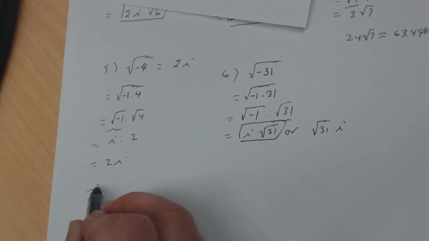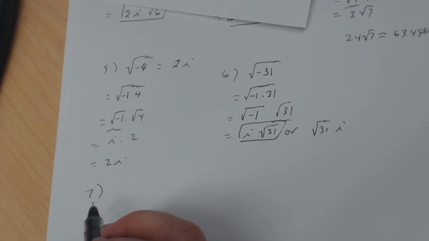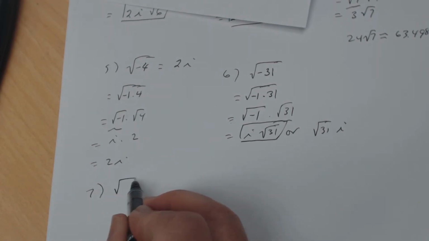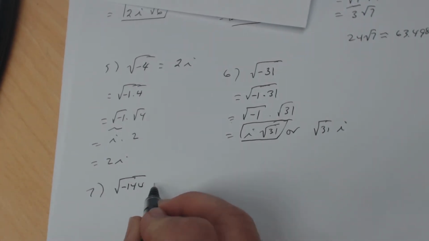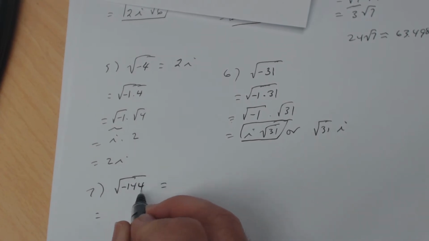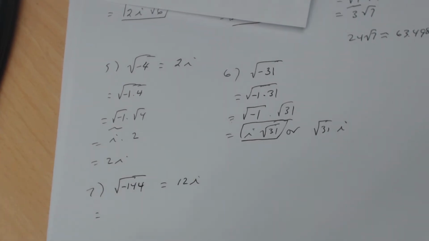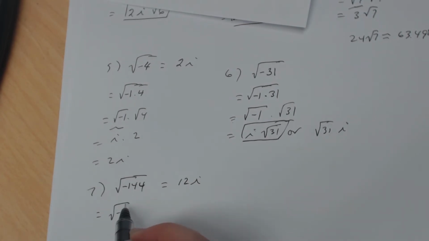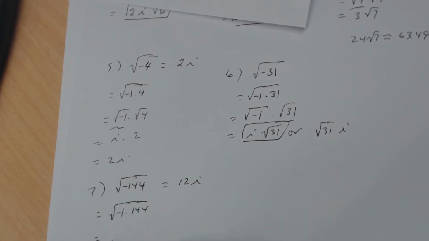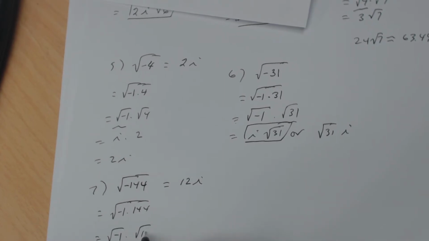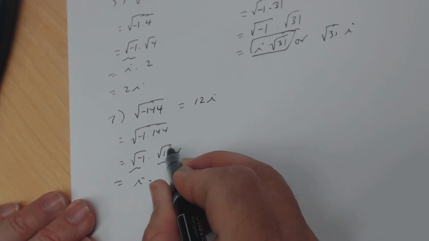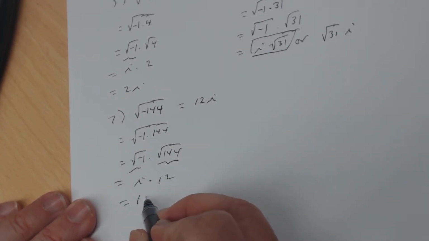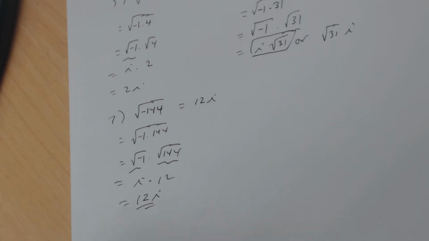Okay, number 7, let's suppose we had the square root of negative 144. Some of you might recognize that that's just 12i. But if you can't, then you say square root of negative 1 times 144. So that's the square root of negative 1 times the square root of 144. The square root of negative 1 is i, times the square root of 144, which is 12. So you get 12i.